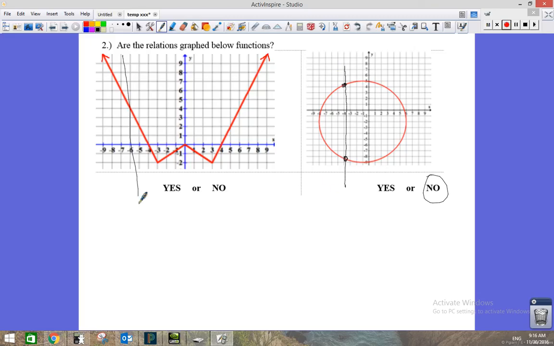Now over here, it passes the vertical line test. This negative 6 is related to positive 4 and only positive 4. For every x, it's related to exactly one y value. That is a function.